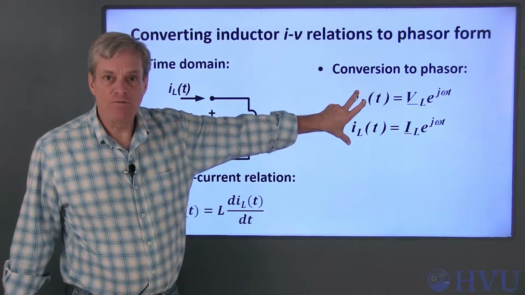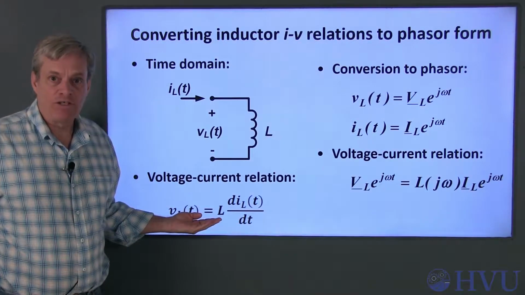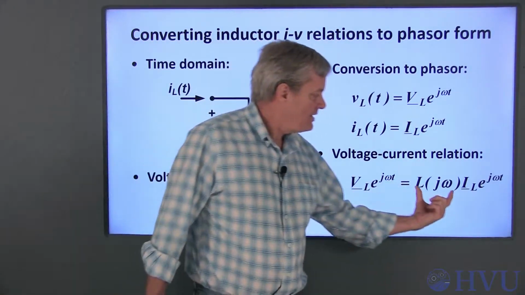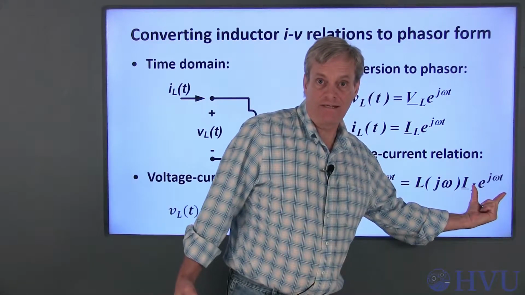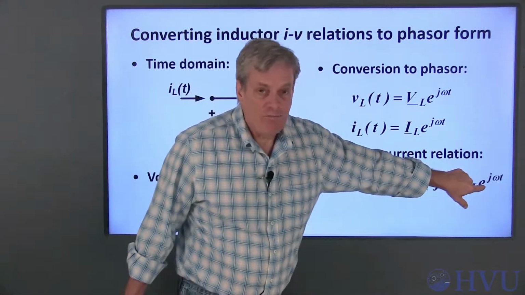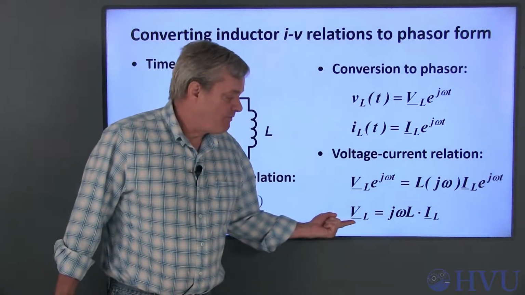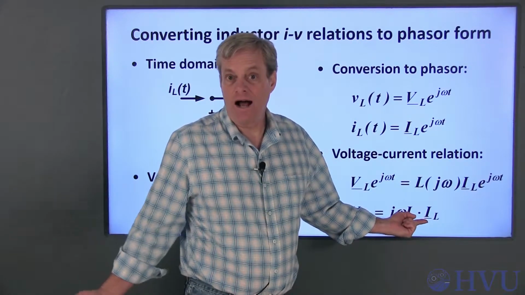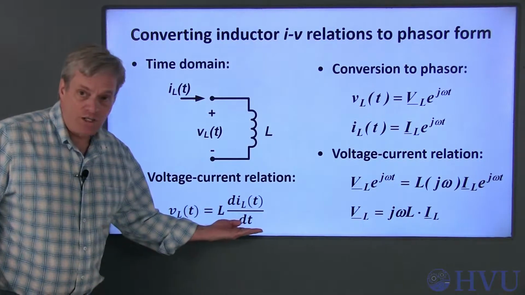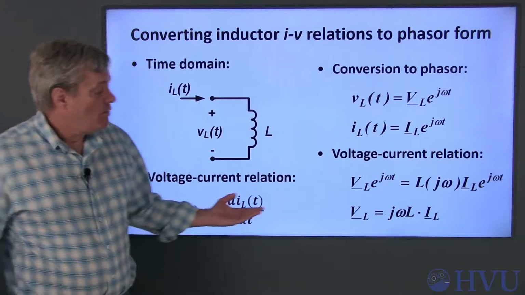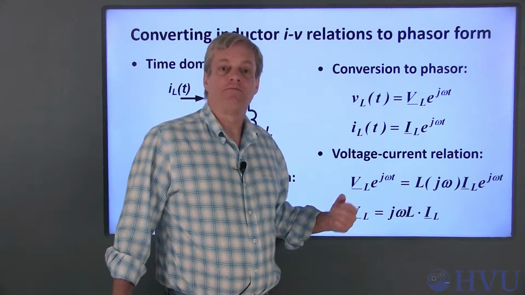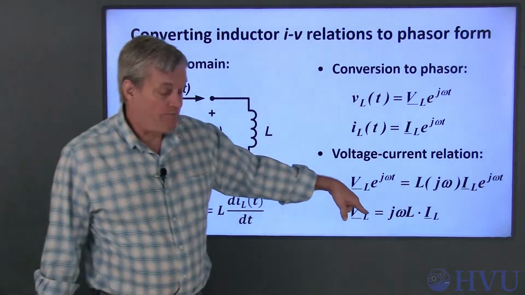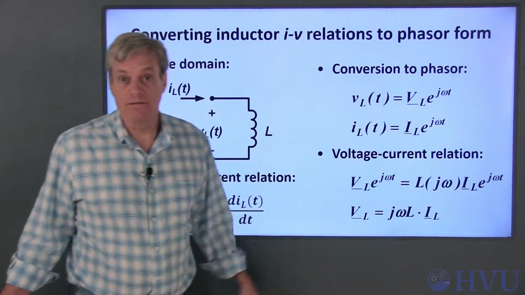If we substitute these relationships into this time domain differential equation, we get this. Notice that the derivative of e to the j omega t is j omega times e to the j omega t. As always, the e to the j omega t terms cancel out, and the voltage phasor, V_L, is equal to j omega L times the current phasor, I_L. We've replaced our differential equation, which is a function of time, with an algebraic relationship that's a function of the frequency omega. The time domain differential equation has become a frequency domain algebraic equation.